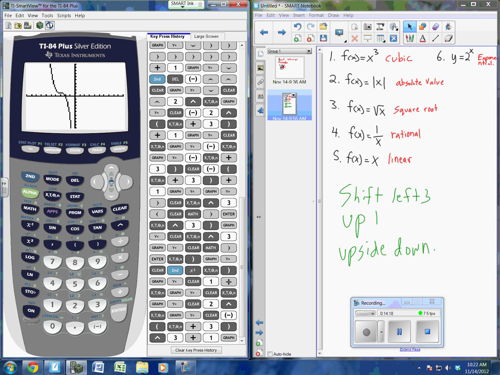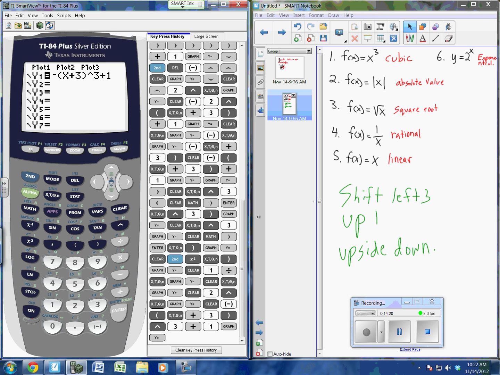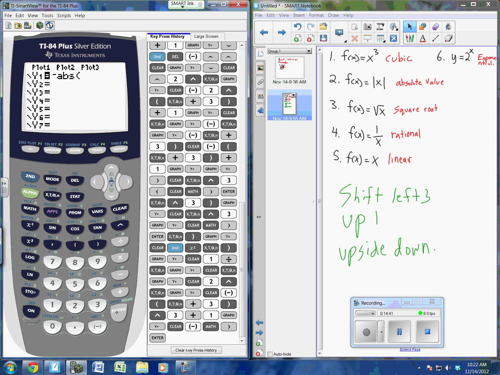Okay, here we go. Next one. Let's clear that one out. Okay, the second one is the absolute value function. First of all, I need a negative because I got to turn it upside down. Then I got to do absolute value. So I go to math. Go over to number, and there's the absolute value.